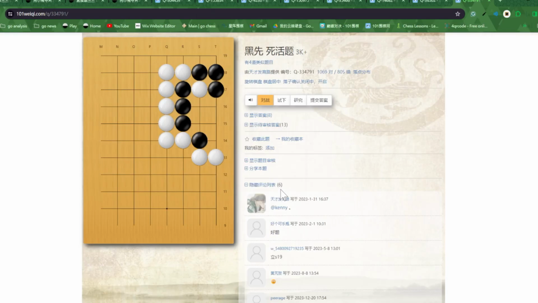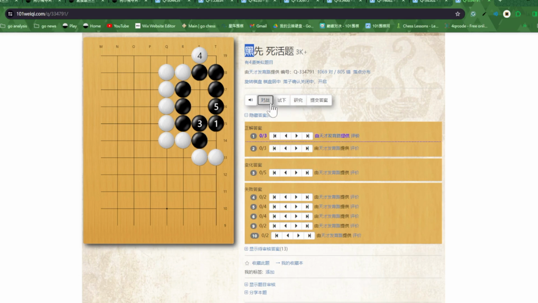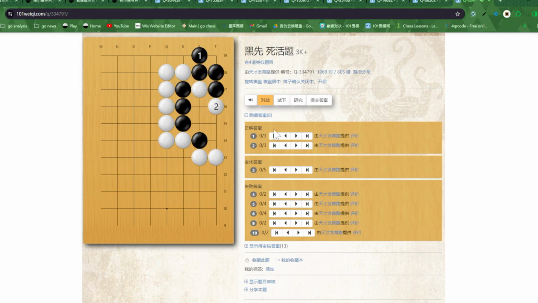For example, this problem. There are no obvious key points for this question. At least I could not find an obvious key point. So I will try to calculate. Could I play the capture? No, because white could play this one. Could I play the connect? No, white could play this one. Could I play this one? No, white could again play this one, and then could play the hane. Then the black is still going to die. After I eliminated all the wrong answers, I know the correct answer is to play the extension. Then I could solve the problem.